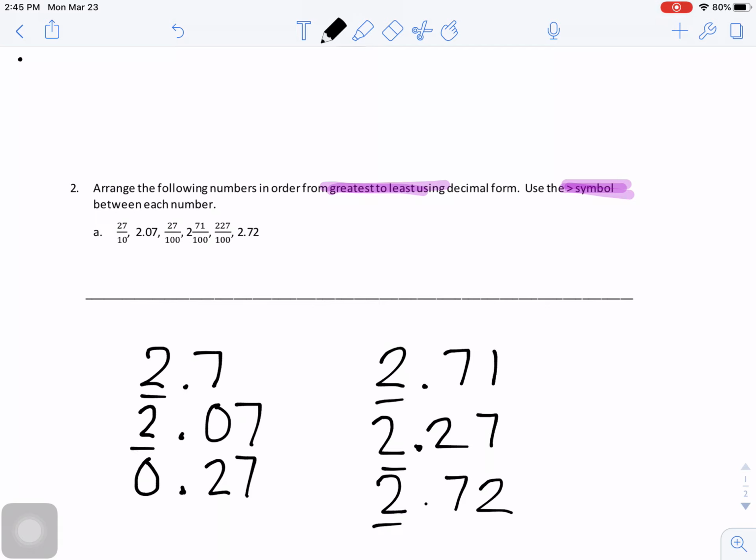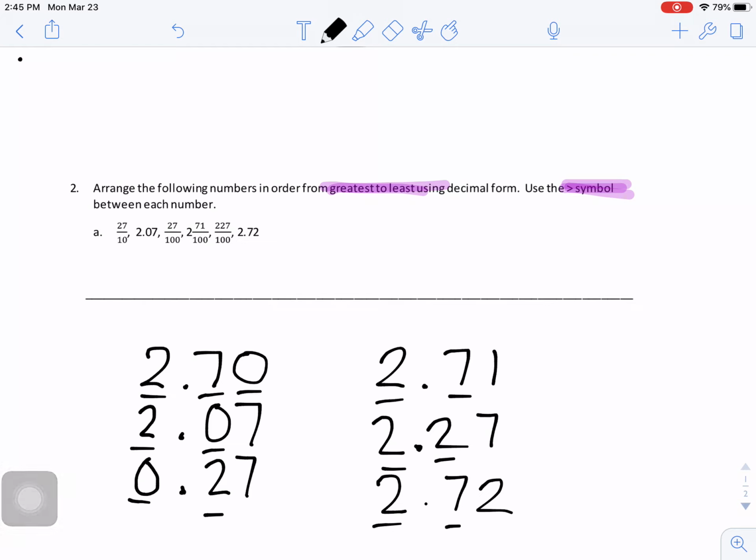except for this has a 0. That means it's going to be my lowest value. So I need to look at the next place with all my 2's. There's a 7, a 0, a 2, a 7, a 2, and a 7. I know 7 is my greatest number, so I need to look at the next place of the numbers with a 7. This number has nothing, so I'm going to put a placeholder in the hundredths place.